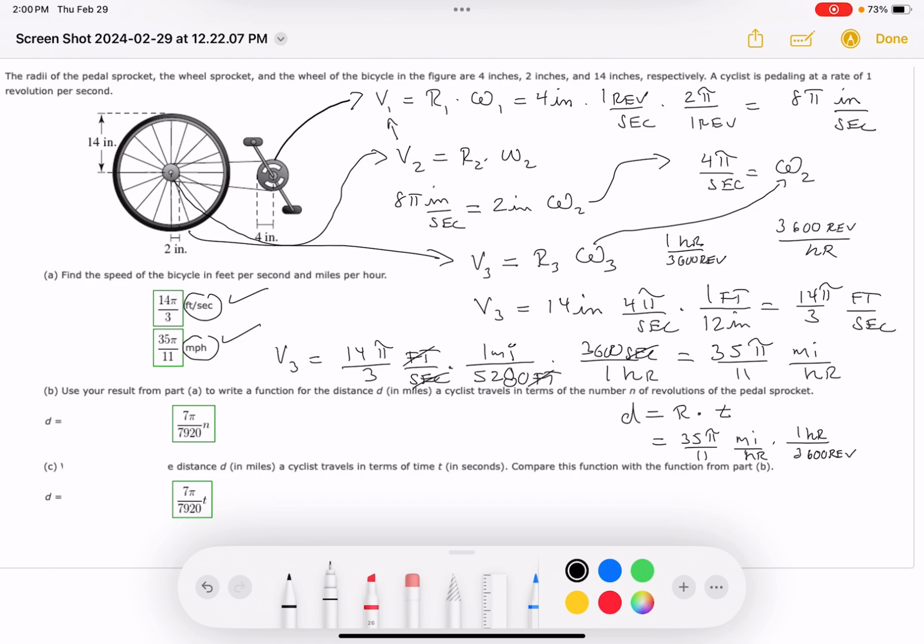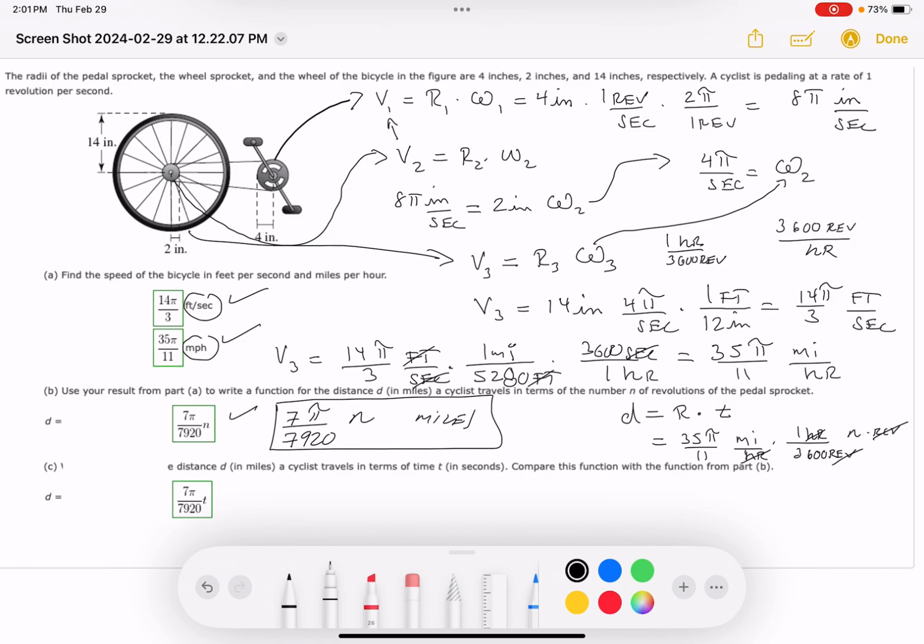Still getting this d thing over here. Then the question is, what are you doing now? Well, you have to know the number of revs, and they said there's going to be n of them, so n revs. What cancels over here? Well, certainly the hours cancel off, and the revs cancel off. And what are you left with? 35 pi n miles over 3,600. Now, if you simplify that, you're going to get 7 pi over 7,920 n. And this is going to be miles, by the way.